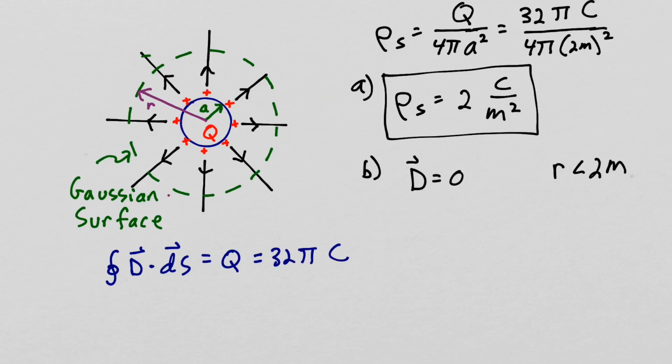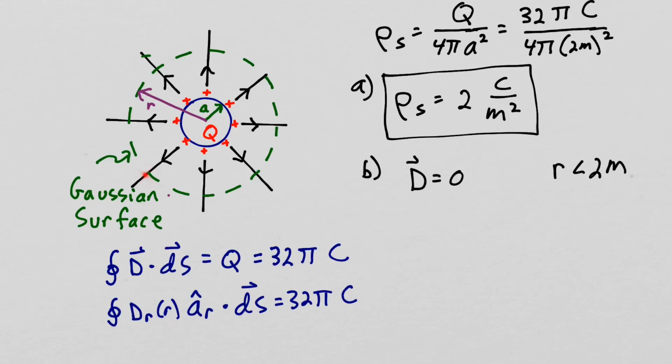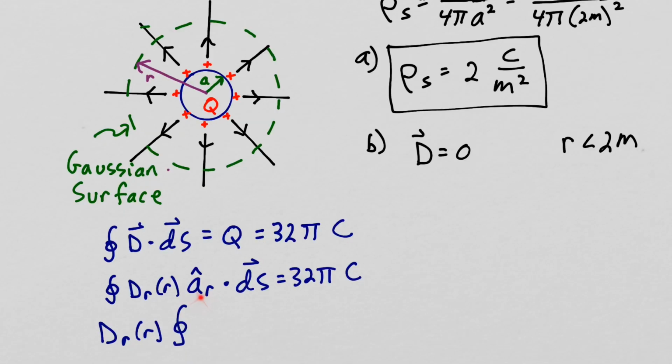And we know that the charge enclosed is 32 pi coulombs. From the spherical symmetry, our electric flux density field only has a component in the r direction, and it only depends on r. Since we've chosen a sphere for our Gaussian surface, the magnitude of the electric flux density field is constant on that sphere, so it can be moved to the left of the integral sign. The unit vector in the r direction dotted with dS will just give us the magnitude of the surface differential in the radial direction.